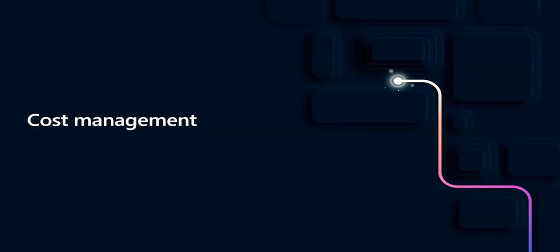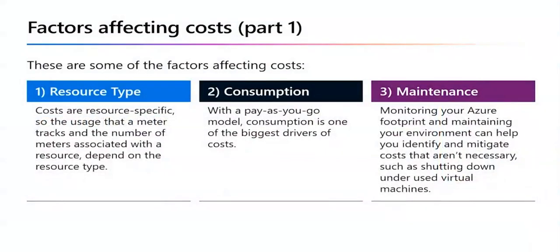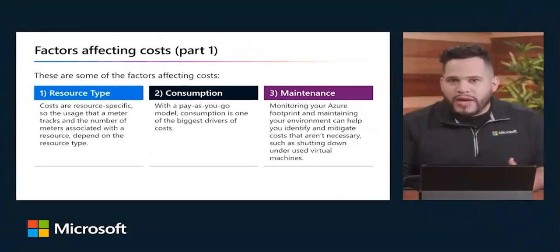So let's start by looking at the multiple factors that can affect cost. And let's start off with our resource type. Now, your resource type is so important because every resource has a usage meter associated with it. And depending on that resource type, that usage meter can be measured in a number of different ways.